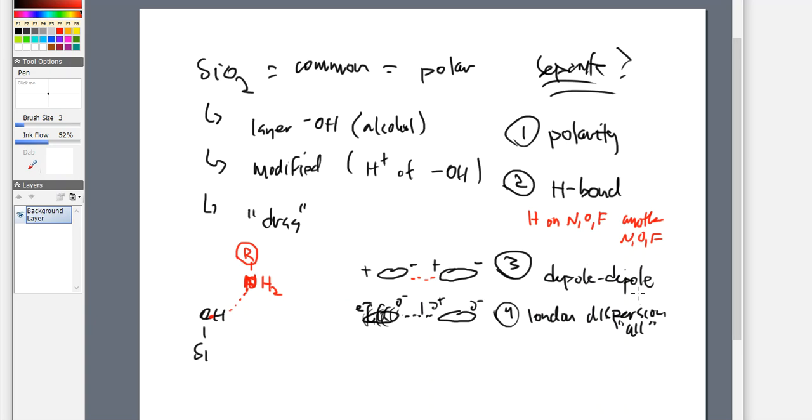So most compounds are going to interact with the stationary phase in more than one way, and it could be straight up polar interactions, absolutely. But these non-polar molecules that are there could actually start participating in some of the other bonding.